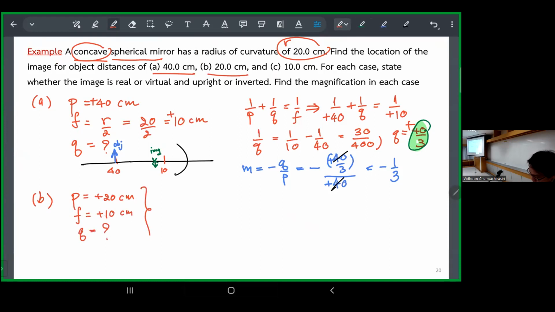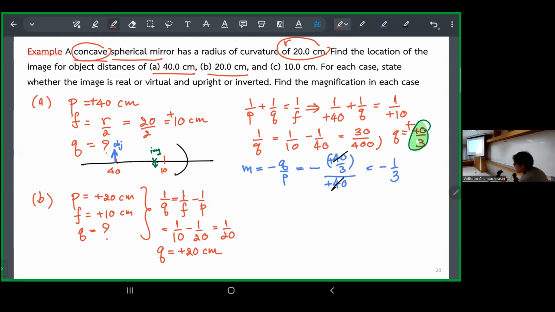So I can just write 1 over Q equal to 1 over F minus 1 over P right away, because you know you're going to do this anyway. So that will be equal to 1 over 10 minus 1 over 20. And what you get is 1 over 20. So I flip it over, your Q is positive 20 centimeters. You guys with me here? All right. So what does it mean? It means the image is going to appear in front of the mirror because it's still positive at 20 centimeters.